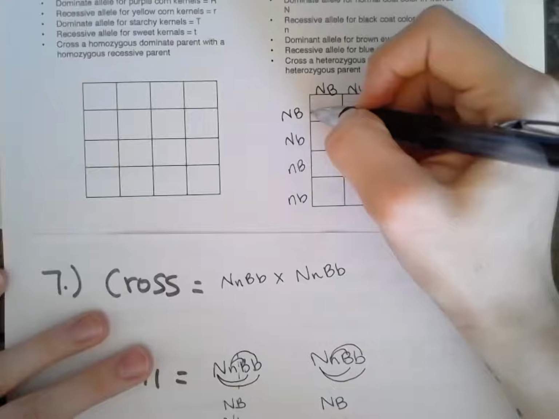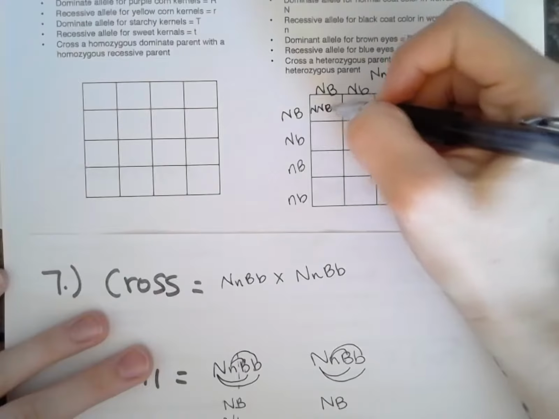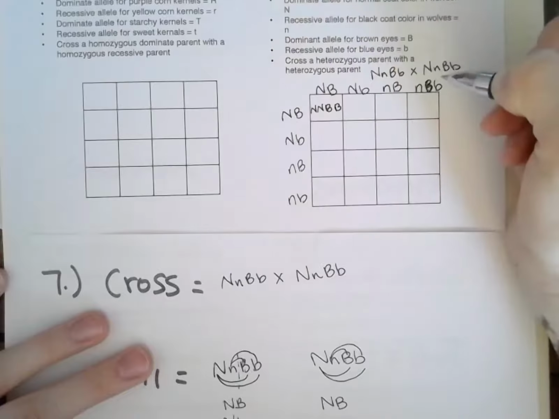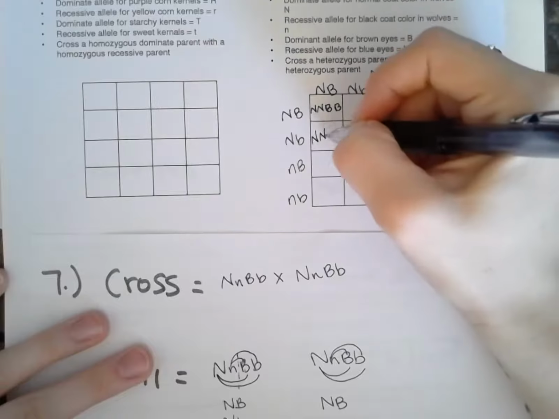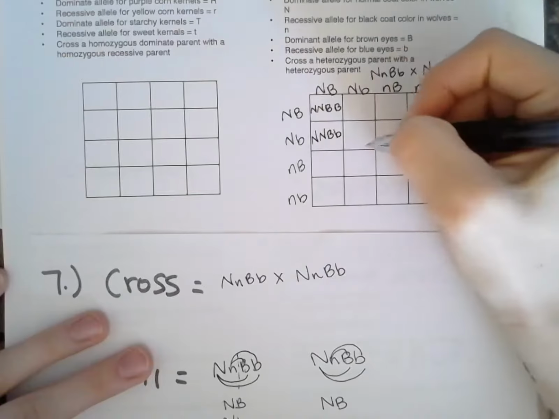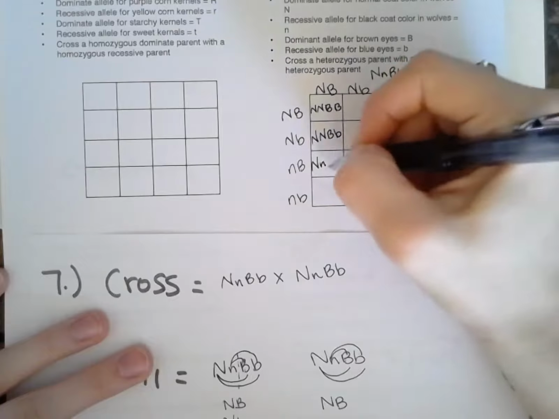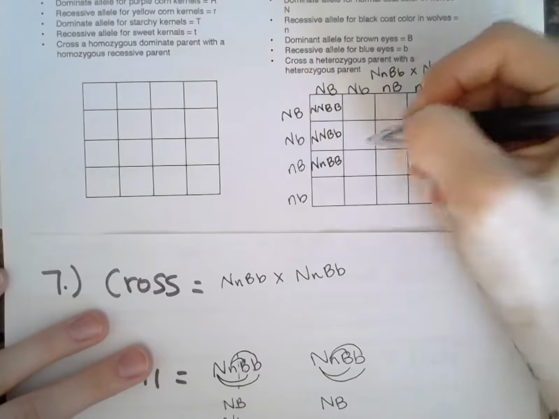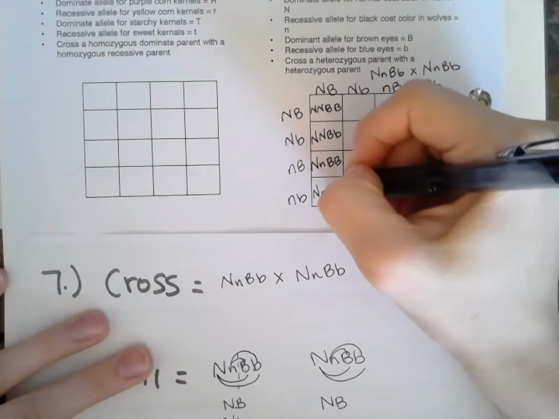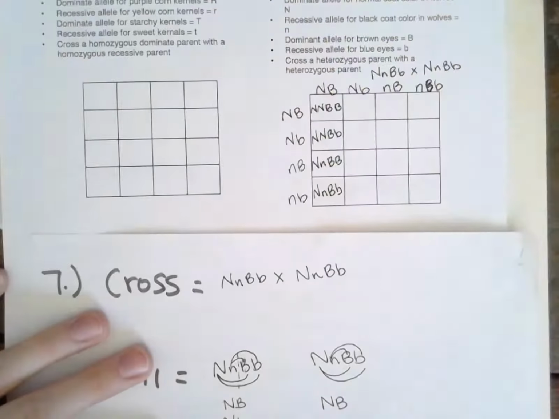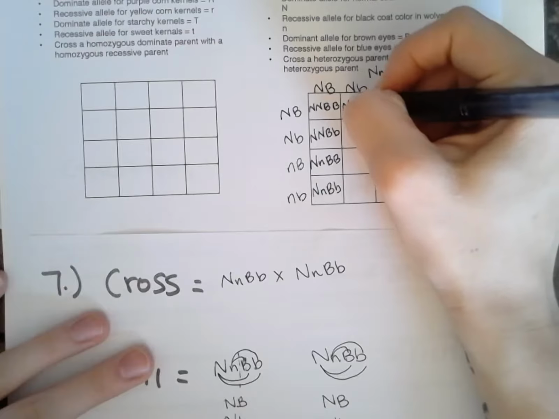So capital N here, bring that down. Bring this capital N across. Capital B down and capital B across. Alright, capital N, capital N, capital B, lowercase b. Capital N, lowercase n, capital B, and capital N, lowercase n, capital B, lowercase b. Alright, so I'm just going to keep following that process and finish filling these in here.